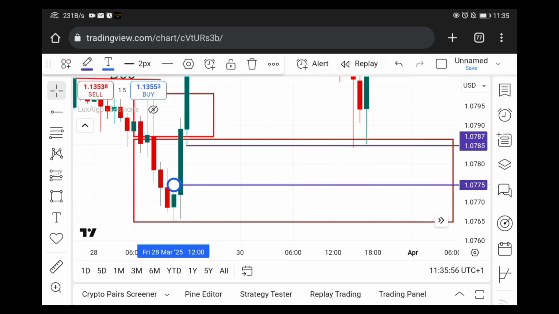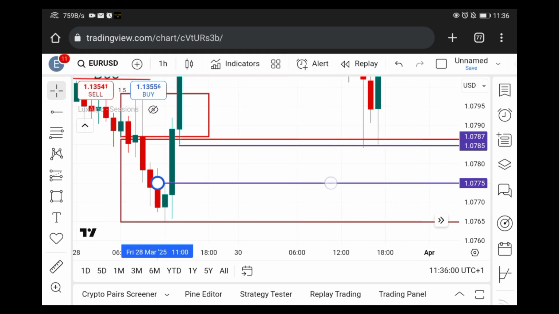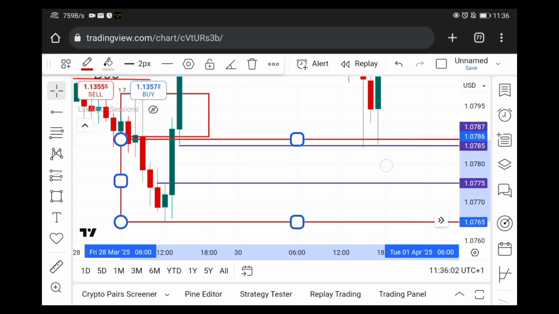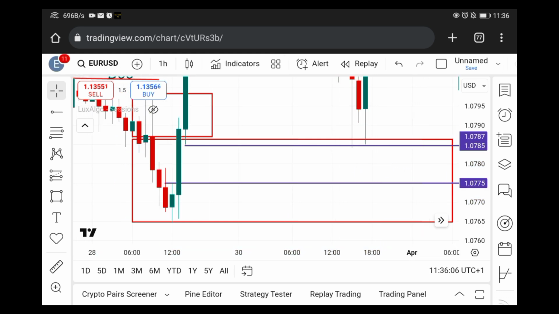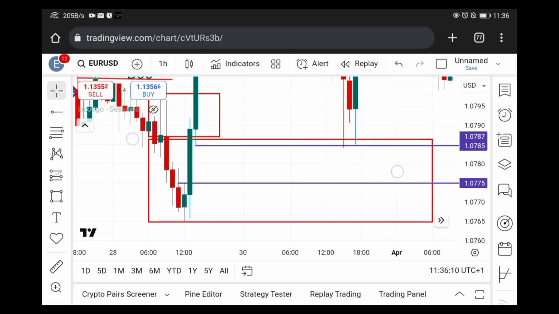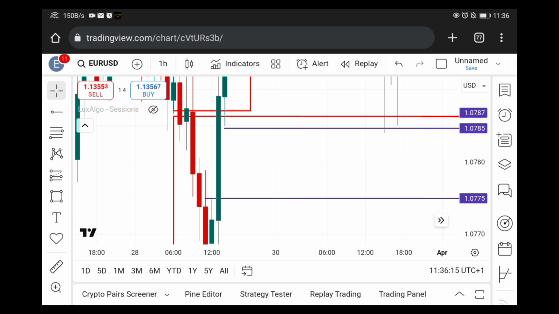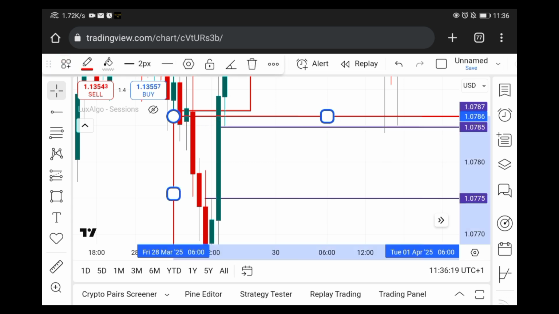Then once I mark the imbalance, it is for me to move down to my 30 minutes, or I'll wait for this market to come into this imbalance for me to take a trade. How? It's either I go to my 30 minutes or I wait for the market to come into this imbalance for me to take a trade. How am I going to do that?